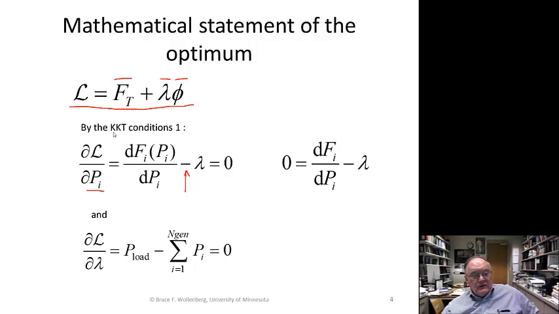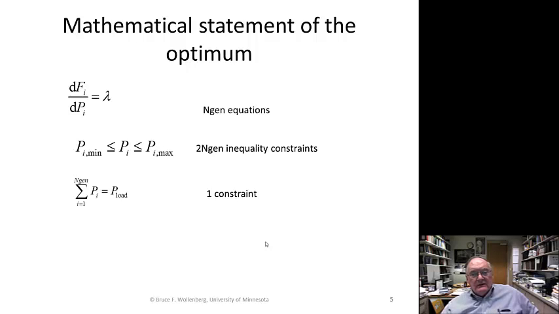The other condition of the Karush-Kuhn-Tucker is that the derivative of L with respect to lambda gives me back my equality constraint: P load minus the sum of the Pi equals 0. So if I have n derivatives, I have n equations here, and I have one more, so I'll have n plus 1 equations. And how many unknowns? I'll have n P sub i's and lambda. That's the n plus 1 variables that are unknown. So the mathematical statement of the optimum is that the incremental cost of every generator is equal to lambda.